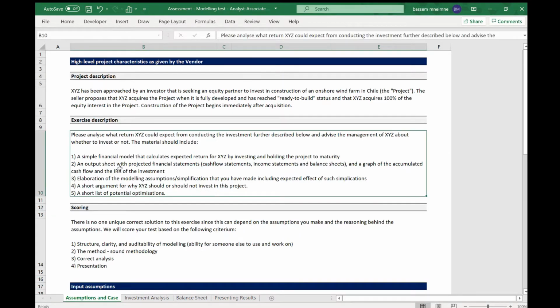They would ask you to build a simple financial model that includes all the returns and the maturity of the project. It needs to have an output of the projected financial statements with cash flow statement, income statement, and balance sheet, with a graph of accumulated cash flows and IRR of the investment. You should be able to elaborate on the modeling assumptions and simplifications that you have made. And the most important part really is the conclusion and what you conclude the project should look like.